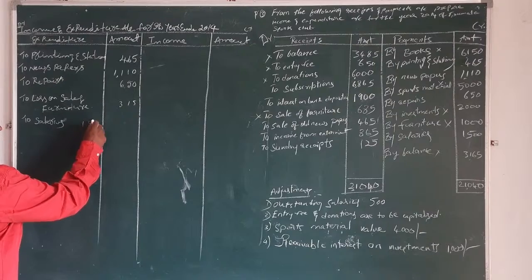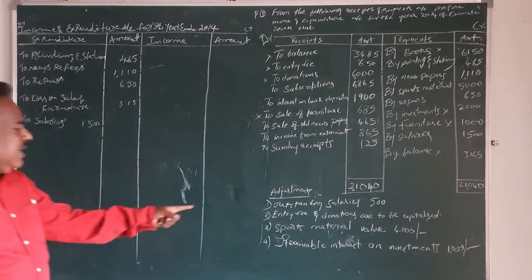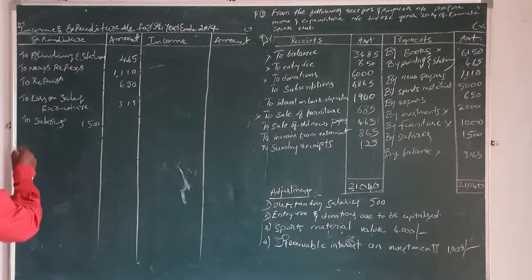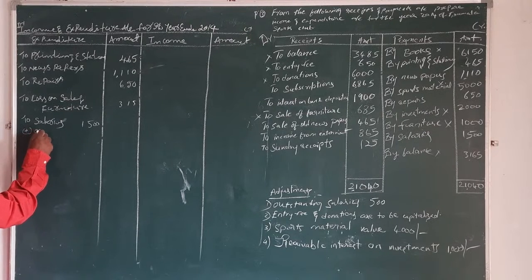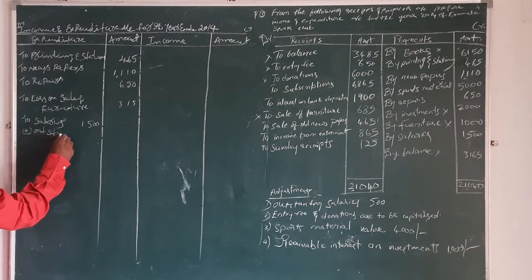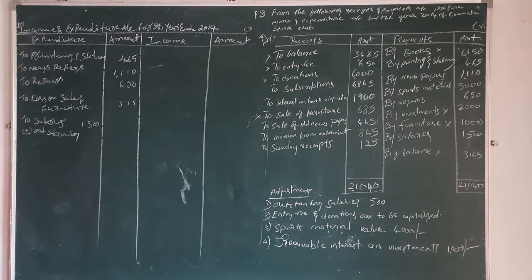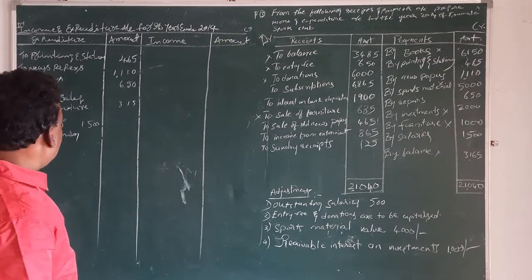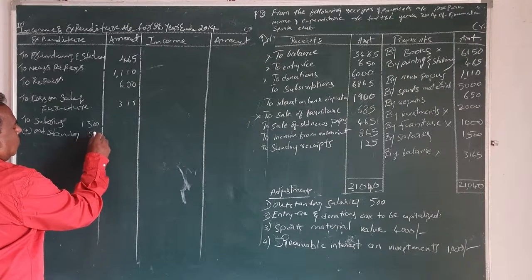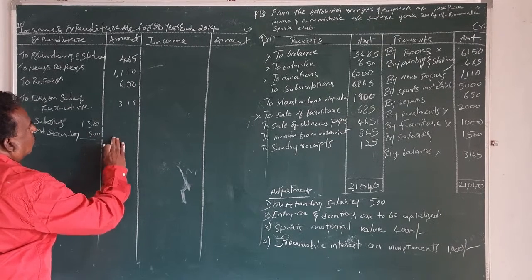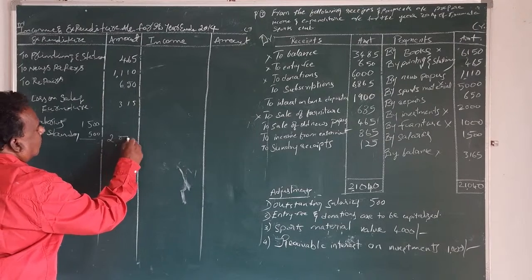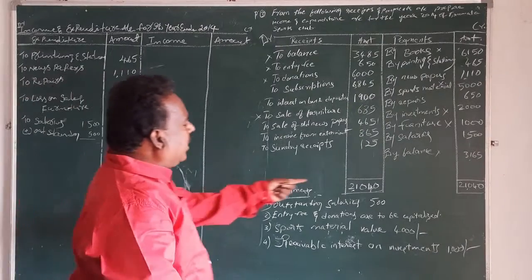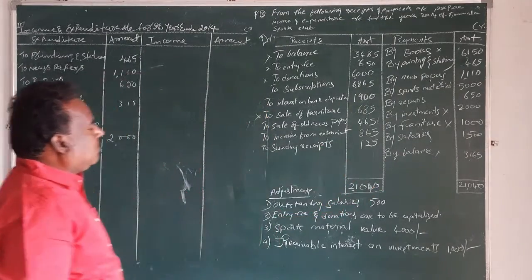Next, salaries, to salaries 1,500. Adjustment is there. Payable salaries are outstanding salaries, plus outstanding salaries payable 500. Total 2,000 rupees. Next, bank balance. It is not taken into consideration. It is shown in the balance sheet.